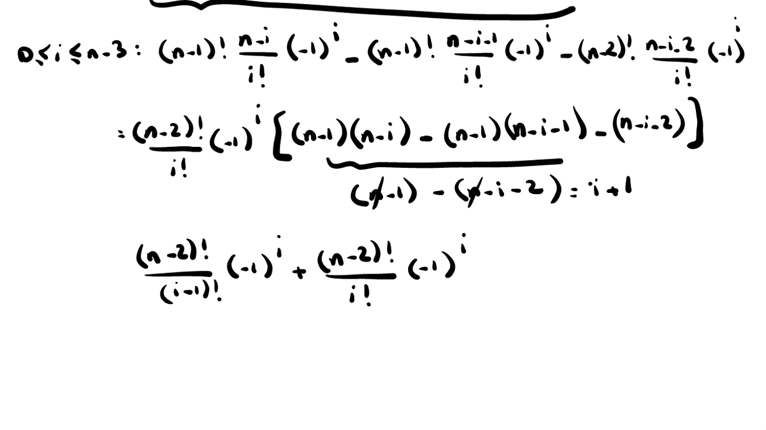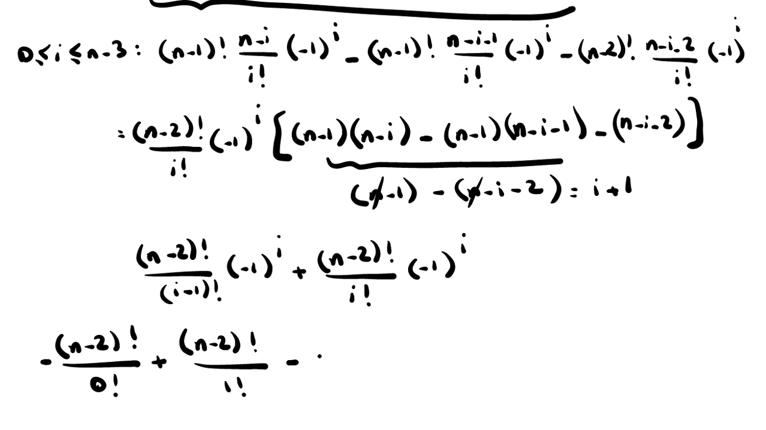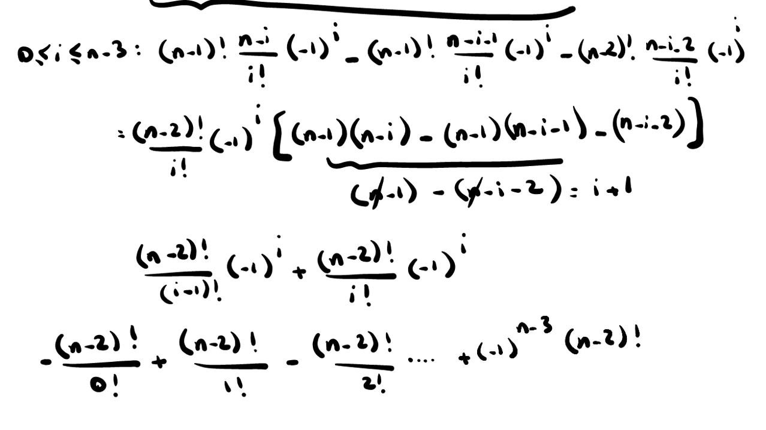For 0, we know we can get rid of that because I is 0. And for I equal to 1, if we start, it will be n minus 2 factorial over 0 factorial, negative 1 to the power of 1, which is negative 1. For 2, consider at first all terms related to this. For 2, it will be plus n minus 2 factorial over 1 factorial. For 3, it will be minus n minus 2 factorial over 2 factorial. For n minus 3, it will be negative 1 to the power of n minus 3, n minus 2 factorial over n minus 4 factorial.